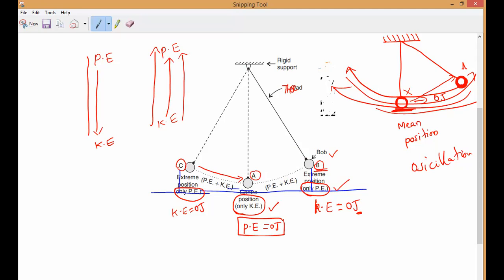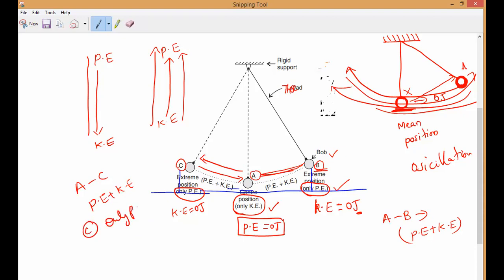Understand, girls? So now, during the process A to B, which energy? A to B, conversion of both potential energy plus kinetic energy. Understanding? Now, in the same way, A to C, what energy? From A to C also, potential energy plus kinetic energy. Now, at point C, only potential energy. At B also, only potential energy. At point A, only kinetic energy.